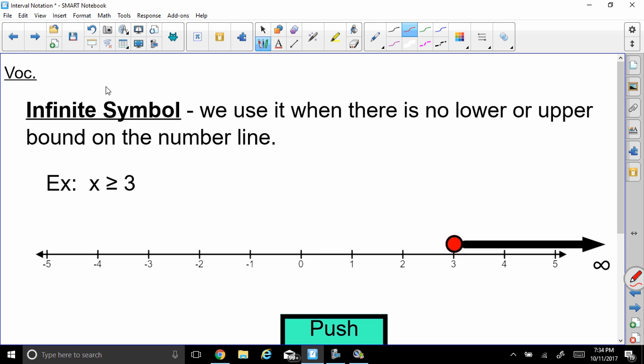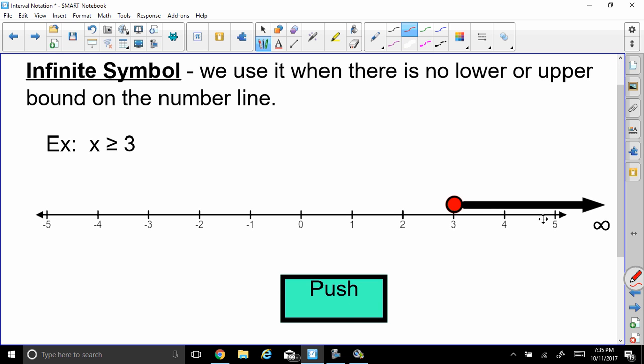For the infinite symbol, we use it when there is no lower or upper bound on the line. For example, when we have x is greater than or equal to 3, well, there are a lot of numbers that are greater than 3. So here we have a colored in circle because you have the equal to sign. So we're including this number, and it's just going on and on forever to the right. All those numbers to the right are going up. So we're talking about the infinite symbol this time. So it's going on infinitely.